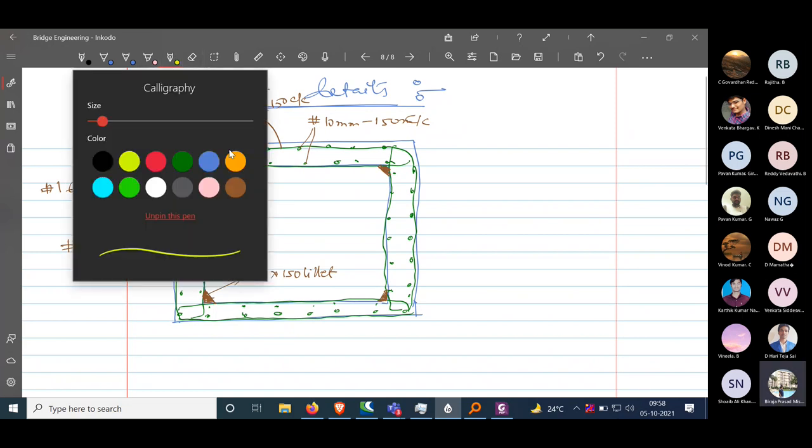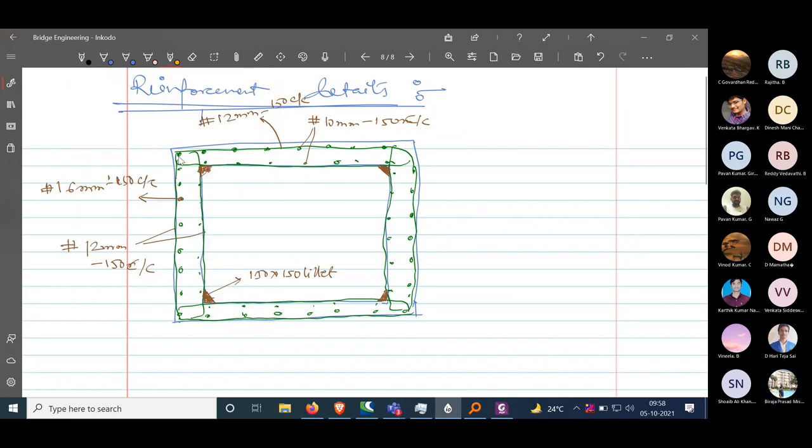This is not a monolithic structure, so these are construction joints. Okay, because RCC is susceptible to expansion and all. So here also we will have the construction joints.